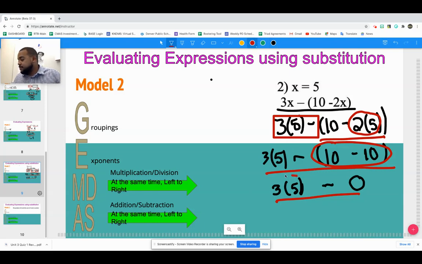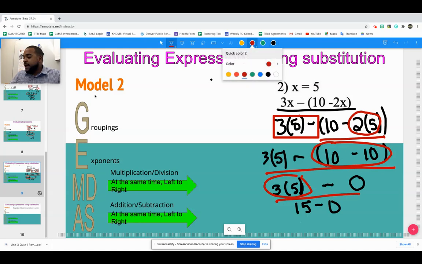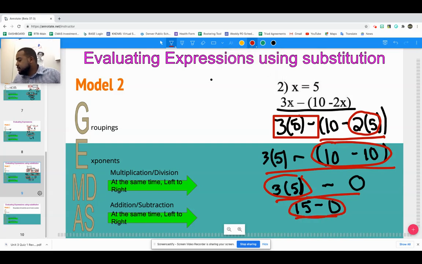I have 3 times 5. We know that 3 times 5 is 15. And all that I'm left with is 15 minus 0, and that's my last operation. You could refer back to your order of operations, but because I know this is the last thing I have to do, I'm going to go ahead and circle this. I have 15 minus 0, which means that my answer is just 15.